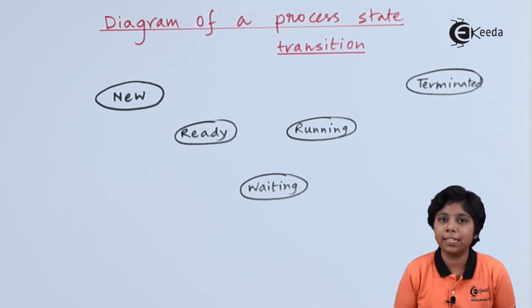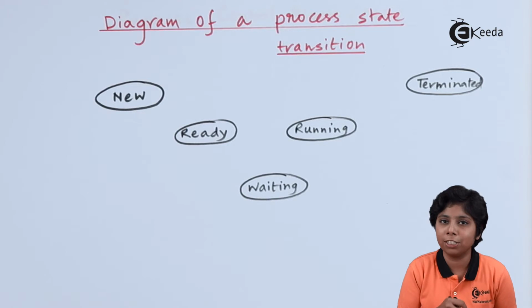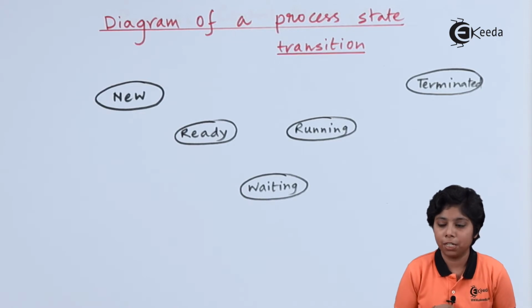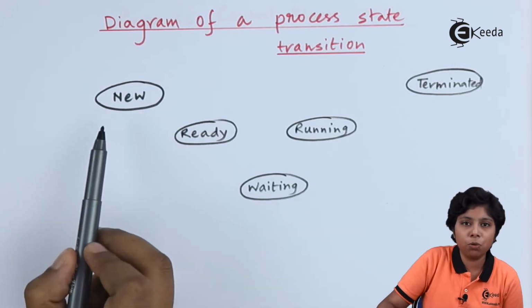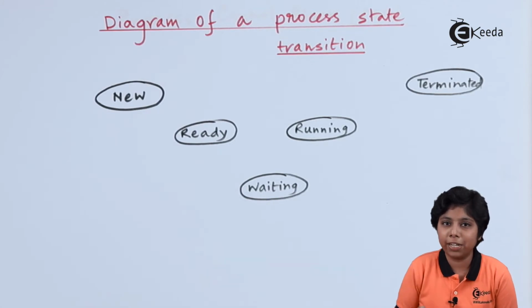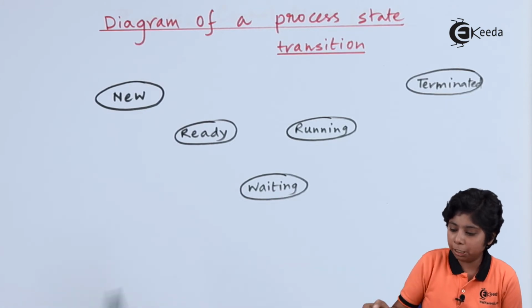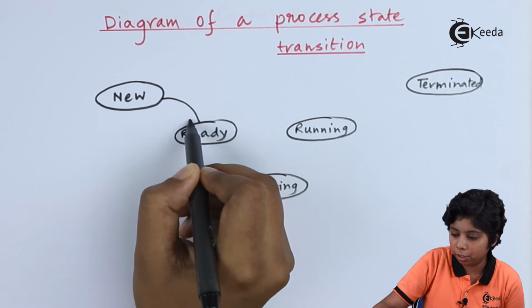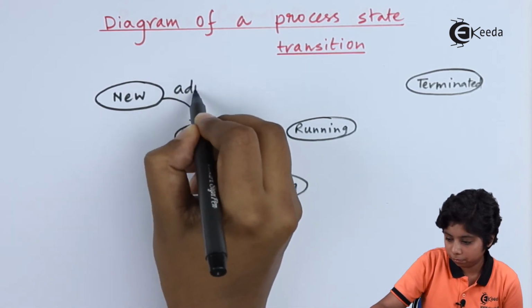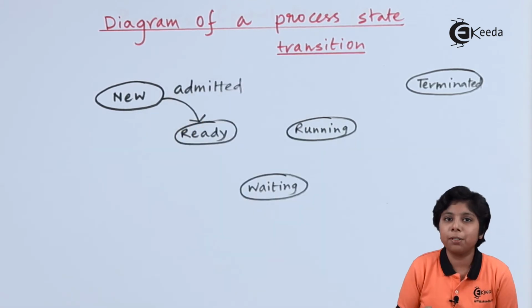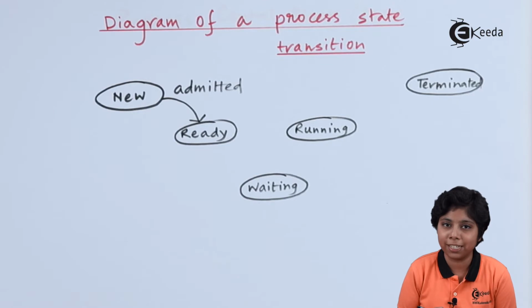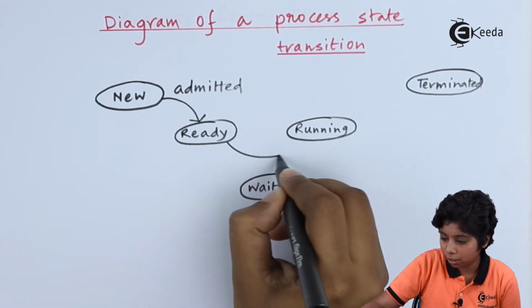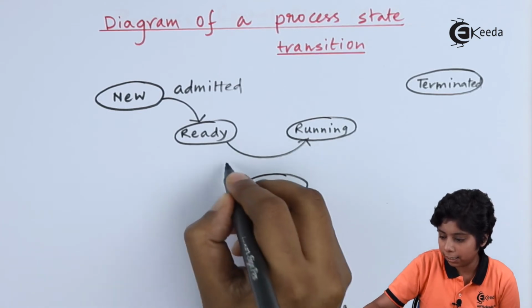Now we will see how a process transits from one state to another. As the process is new and ready in memory, it is admitted and put into the ready queue. Now the process is ready and waiting for CPU allocation. When the CPU is allocated to the process, it goes to the running state. So the dispatch transition moves it to the running state.